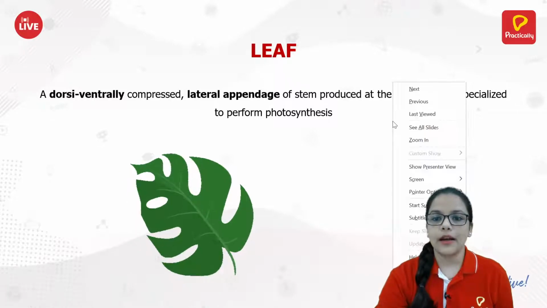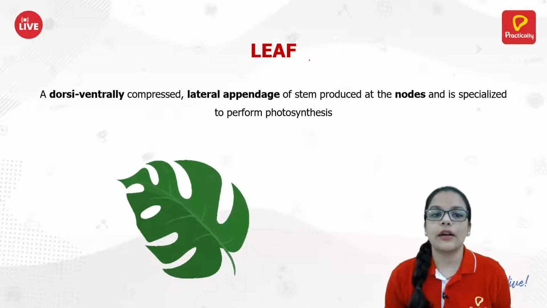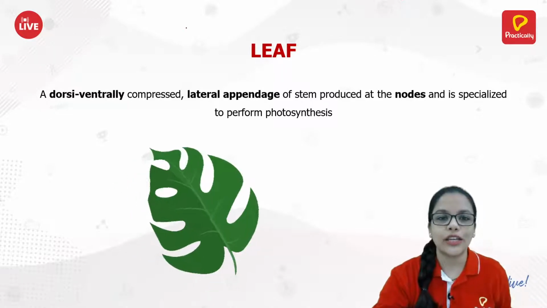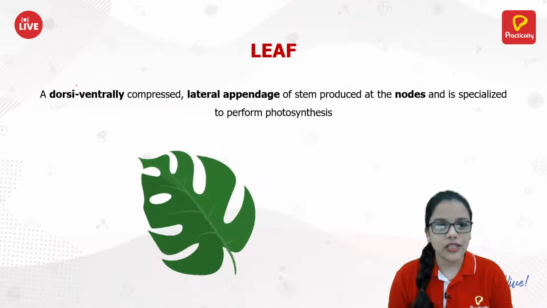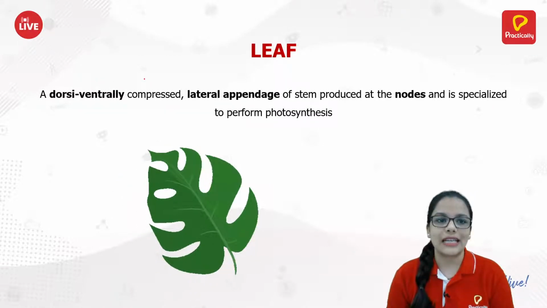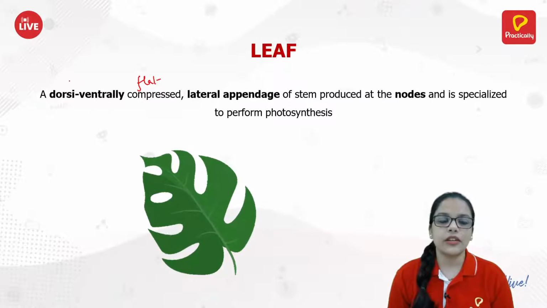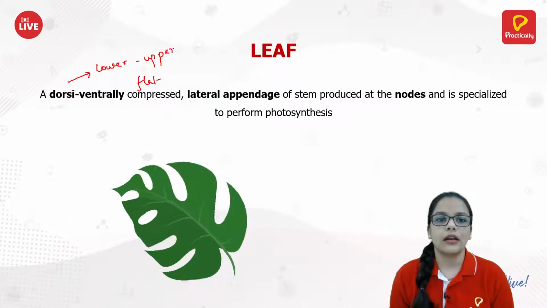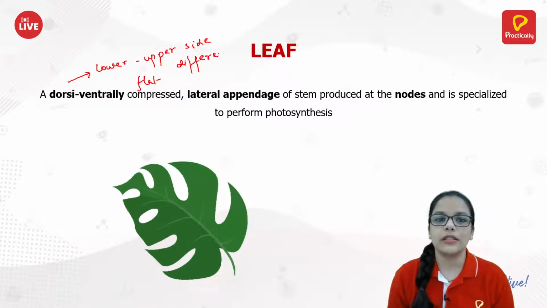Leaf is a dorsiventrally compressed lateral appendage of the stem at the nodes. Very heavy sentence, so I'll break it up so that it is easier for you to understand. Dorsiventrally compressed means it is flattened, it is flat in nature. Dorsiventrally means the lower and the upper side are different. Their texture, their feel, their shape might be a bit different.